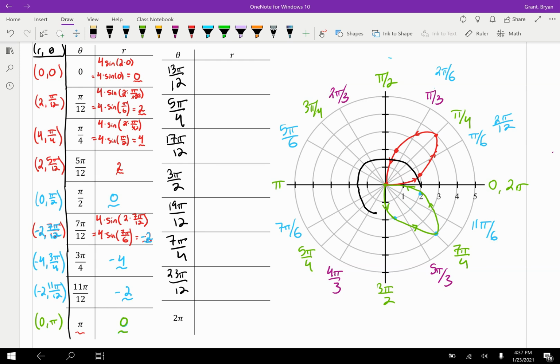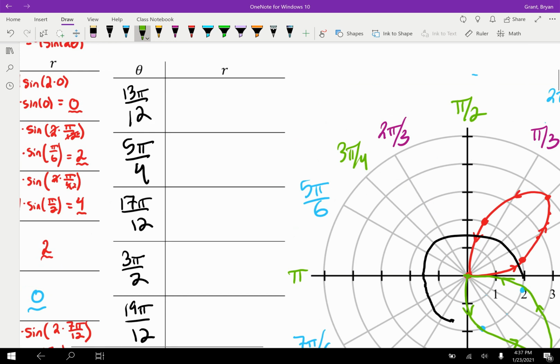Look at that. Hopefully you've already filled in your r values, but we'll do one of them just to see what is going on here. This one is going to be 4 times the sine of 2 times 13 pi over 12. This becomes pi over 6. Okay, so we have 4 times the sine of 13 pi over 6. That one's a little trickier.